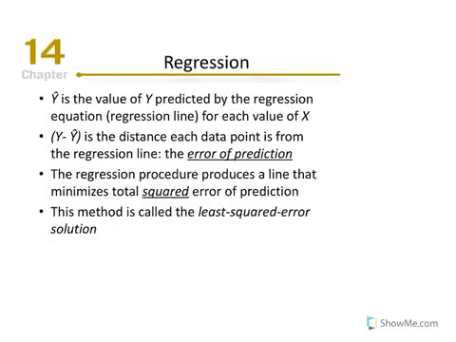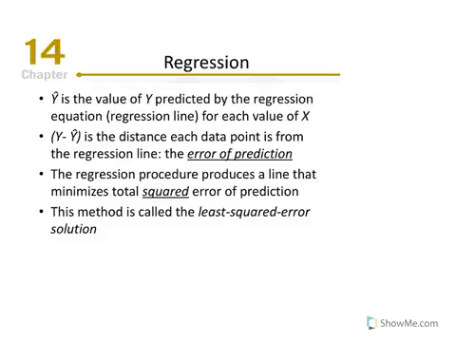Okay, so y hat, as I just indicated, is the value of y that's predicted by the regression equation for each value of x given. And then y minus y hat is the distance each data point is from the regression line, we refer to that as the error of prediction. And then the regression procedure produces a line that minimizes the total squared error.